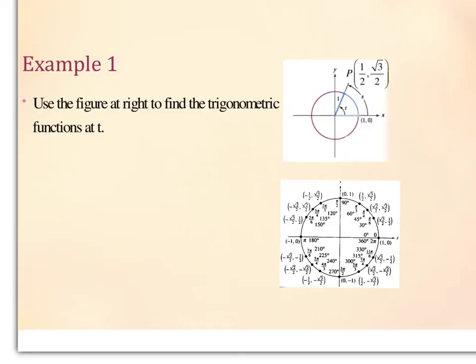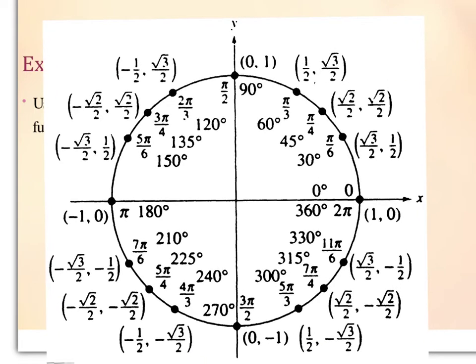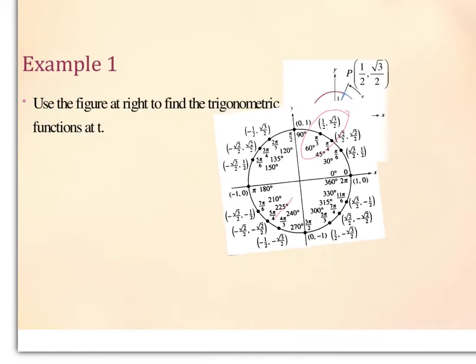It says, use the figure at the right to find the trigonometric functions at t. But notice that point. We've seen that point before. Half, root 3 over 2. Where's that point coming from? It is right here from the unit circle. A half, root 3 over 2. Okay? We're essentially evaluating the 6 trig functions at pi over 3. So let's go ahead and do that.